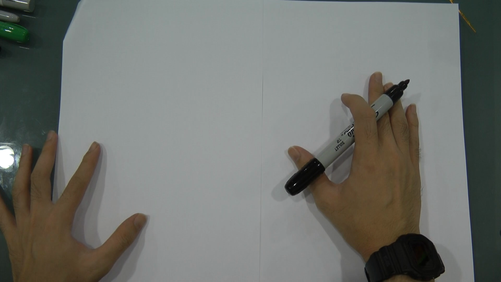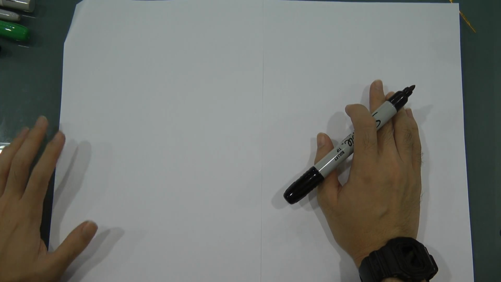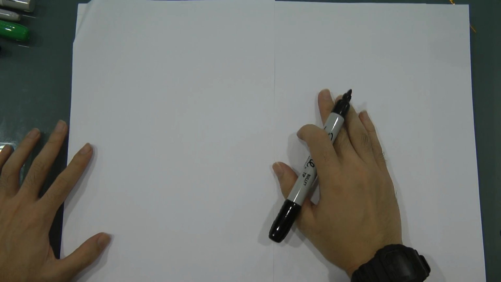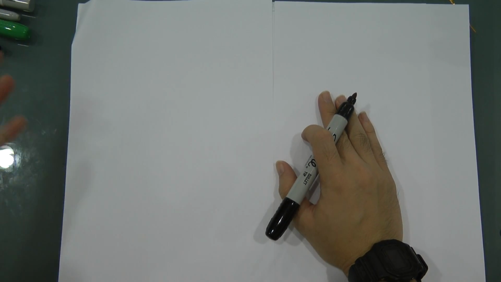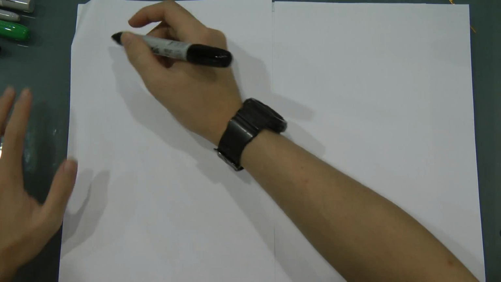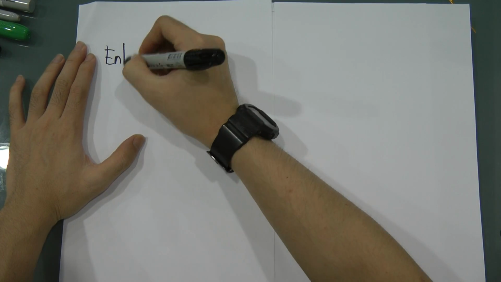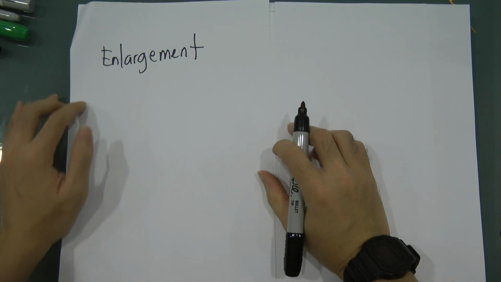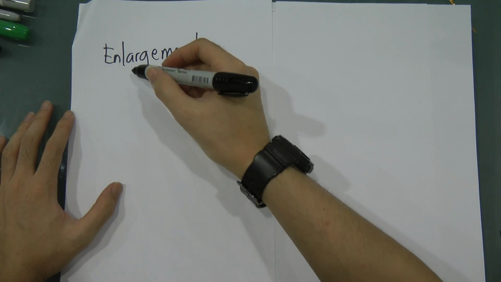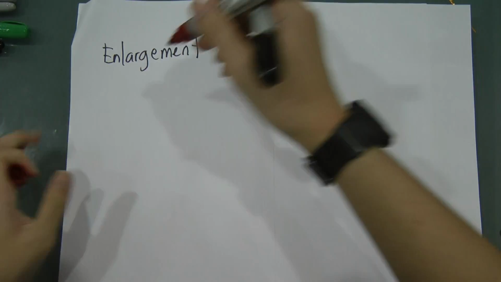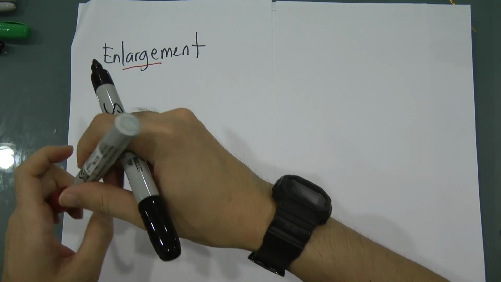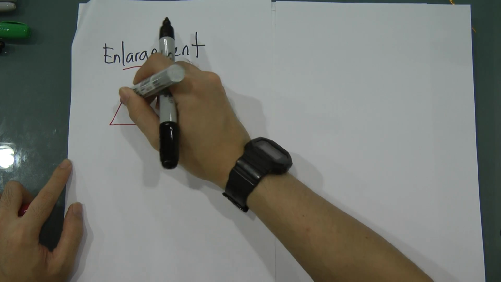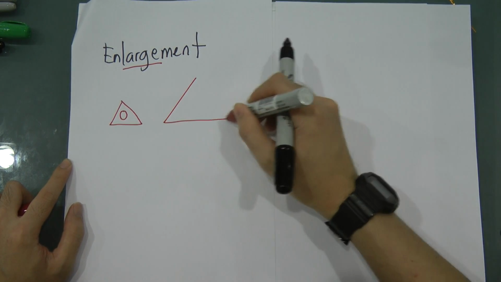A lot of students are still very confused about enlargement, so I'm going to give some lecturing on enlargement before we start into the examples. Alright, first, for enlargement, a lot of students get confused because they see the word large over here. So let's say this is the object, and this is the image.